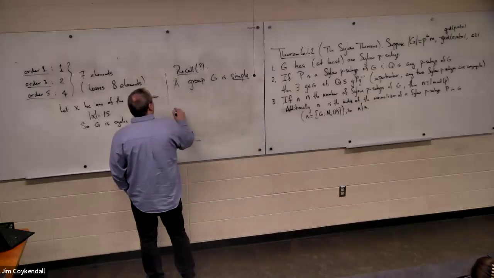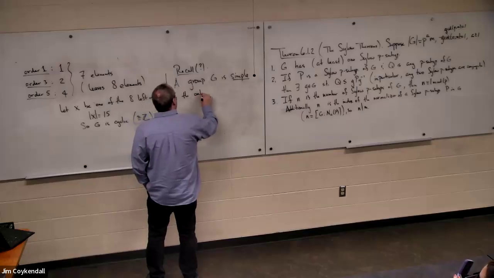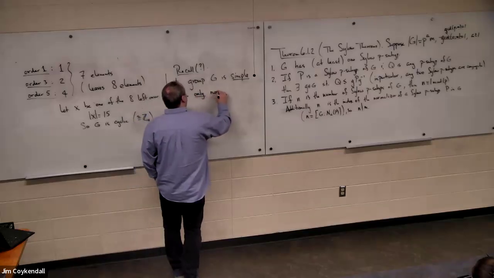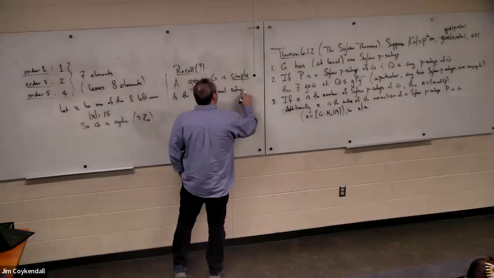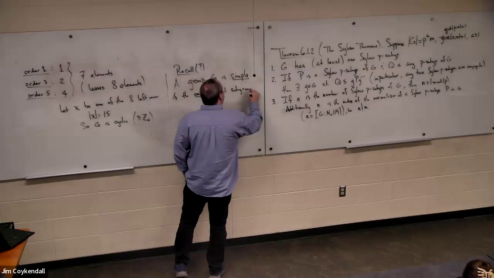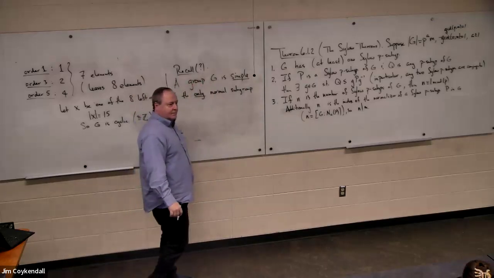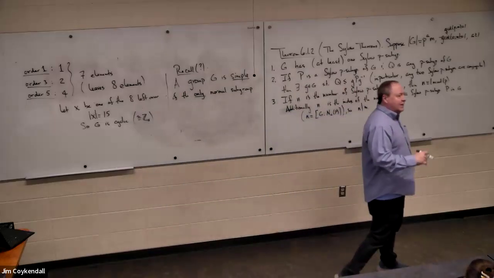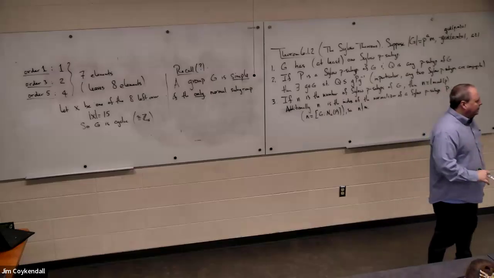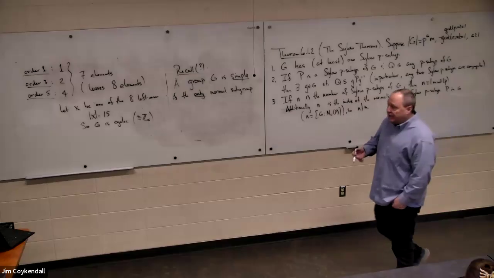A group G is simple if the only normal subgroups. By the way, somebody give me 2 automatic subgroups of G that are normal. That's right. In any group G, the identity subgroup is always normal. The group itself is always normal in itself. Those are the 2 silly cases.